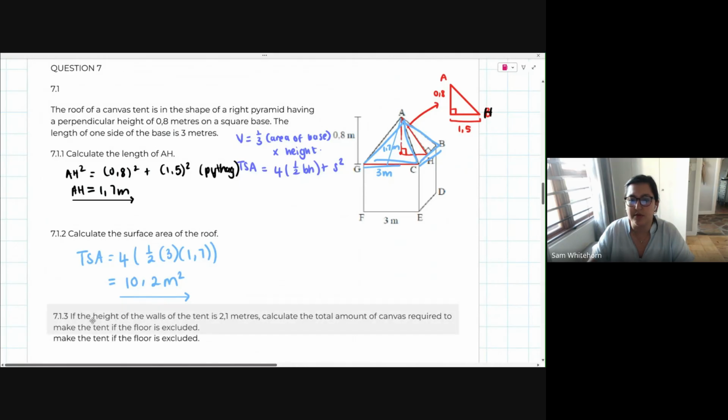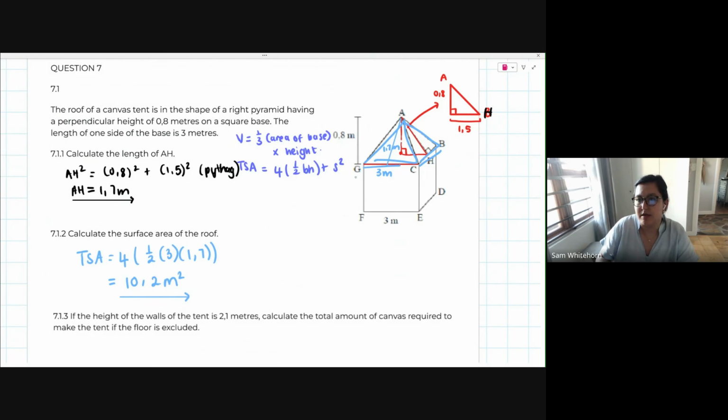So 7.1.3 says if the height of the walls of the tent is 2,1 meters, so basically this bit here, calculate the total amount of canvas required to make the tent if the floor is excluded. So we're not going to have canvas on the floor, and we now need the total surface area. So what do we now need to add to the roof surface area? What do we now need to calculate to figure out the total surface area of the whole tent?